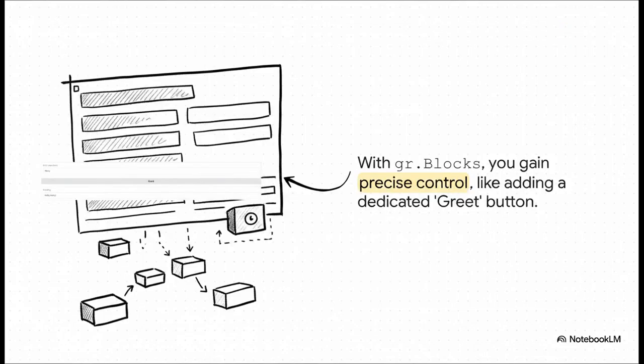For instance, with blocks, you get to build the UI piece by piece, like Legos. You can say, I want a text box here and a button right there. And then you can get really specific, telling the app, hey, when this specific button gets clicked, then and only then do you run this specific function. It gives you the power to design a much more custom experience for your users.